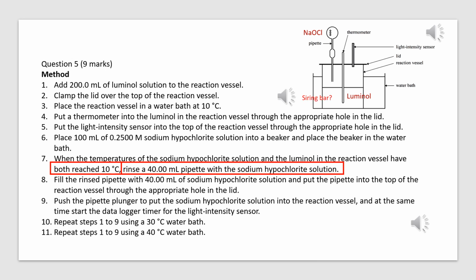In the actual exam, candidates can quickly read through the methods section, focusing on key points such as both reach 10 and rinse a 40.00 milliliters pipette. When answering questions, they can refer back to this section for guidance.